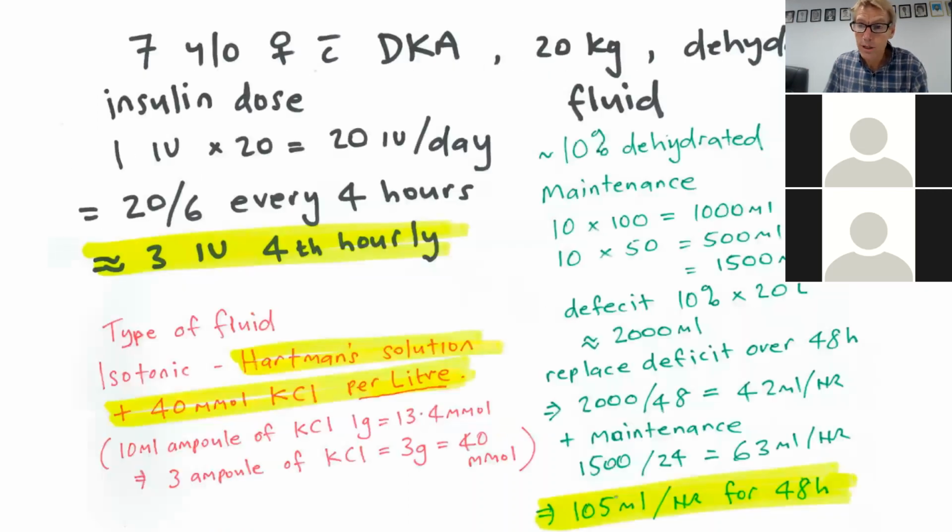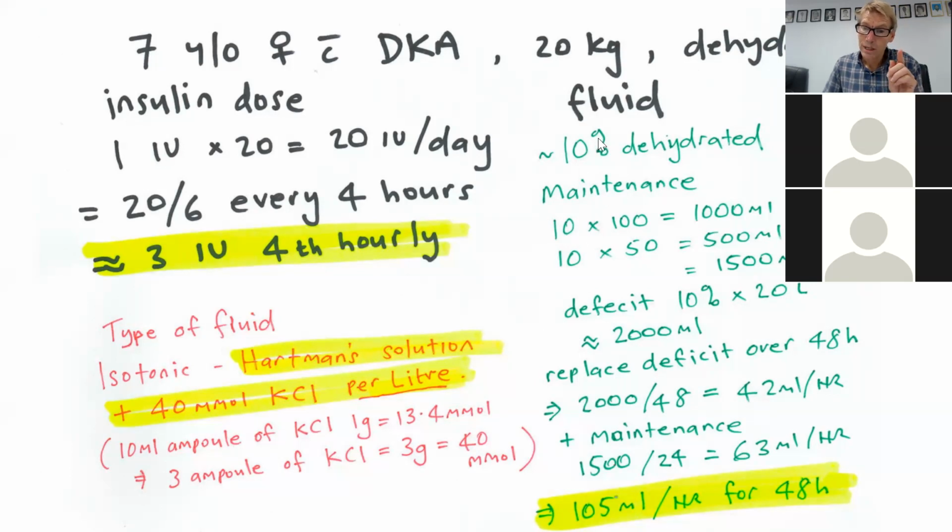Okay, so when I get a child with diabetes, I always just get out a piece of paper and write all the calculations down. And this is what I did for one child. A 7-year-old boy with DKA, he was 20 kilos and he was quite dehydrated. So you can predict that he's about 10% dehydrated. Then you can calculate what his maintenance is and what his deficit is, and then work out the volume of fluid that he would need.